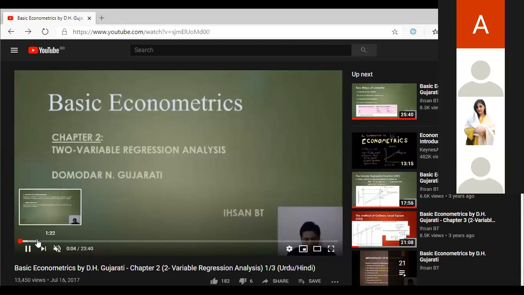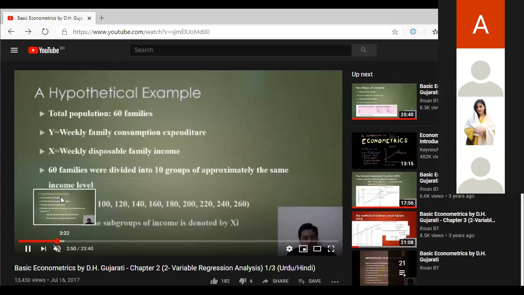This is the so-called two variable regression model, and here is the example from the book. They are giving you an example of weekly family income and weekly family consumption. How many families are there? A total of 60 families. In a while, we'll show you the table.